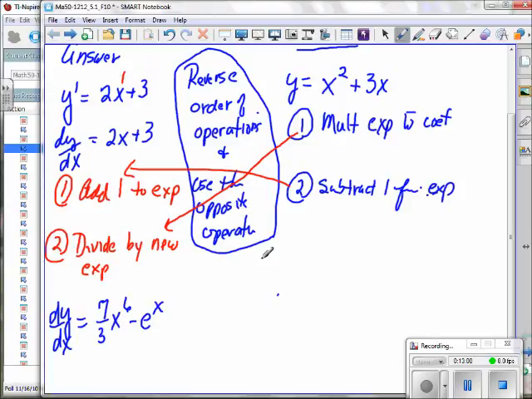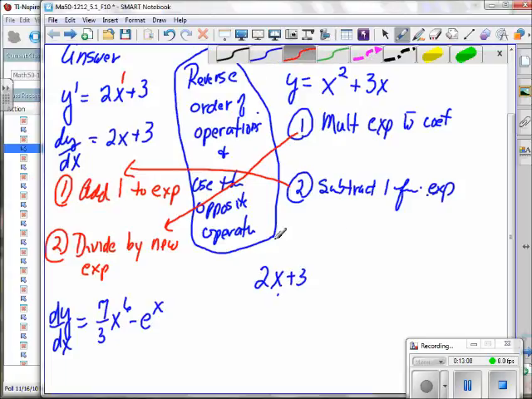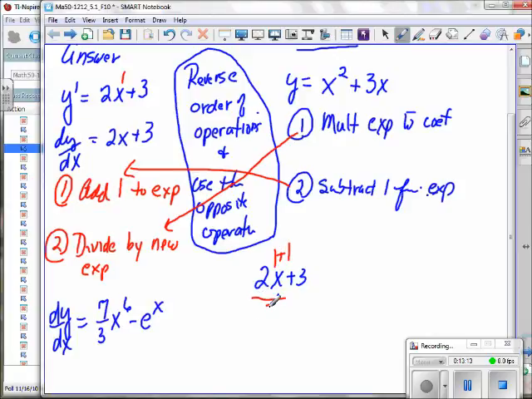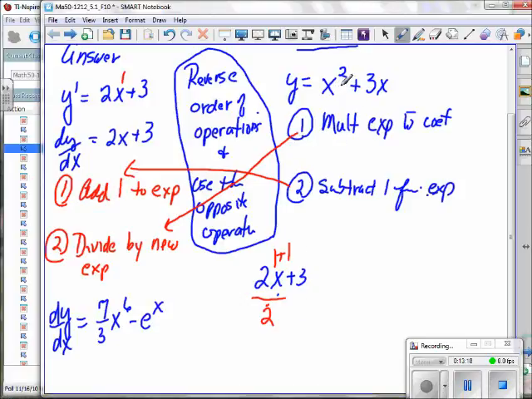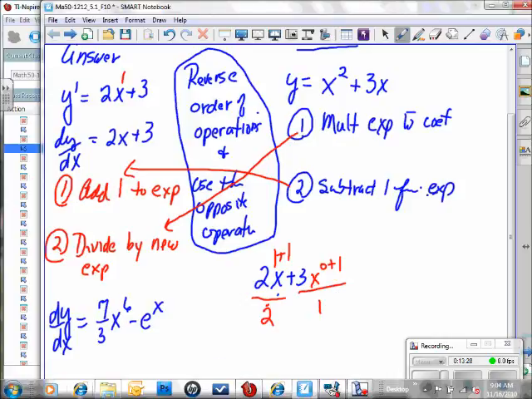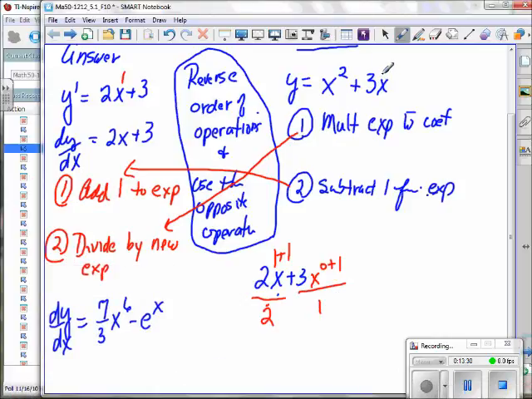So if I take 2x plus 3, I would add 1 to the exponent and divide by the new exponent. Do I get x squared? Yeah. 3 is the same thing as 3x to the 0. If I add 1 and then divide by the new exponent, do I get 3x? And the answer is yes. So we're going to reverse the order and then use the opposite of that.